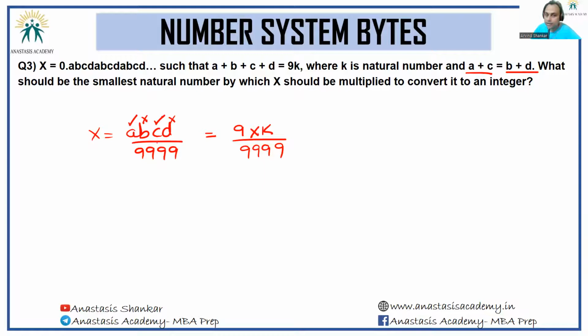This in itself should tell you effectively what they are saying is ABCD is a multiple of 11 also. So now this will translate into 99 times M by 9999. What is the smallest natural number by which X should be multiplied to convert it to an integer? 99, I can cancel it out. 99 will go. I'm left with 101. So effectively X is equal to M by 101. So the smallest number X should be multiplied by to convert it to an integer will be 101 itself.